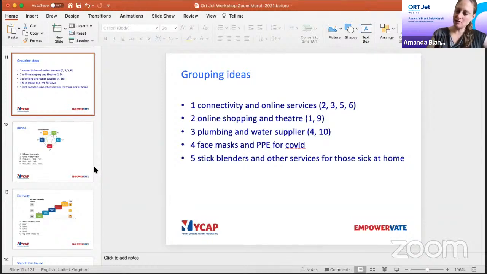Now between connectivity and stick blender. Connectivity 1, stick blender 5. Which one? 1 or 5? Okay. Connectivity beat the blenders. Okay. So that is connectivity done. Now we're moving on to the next one.